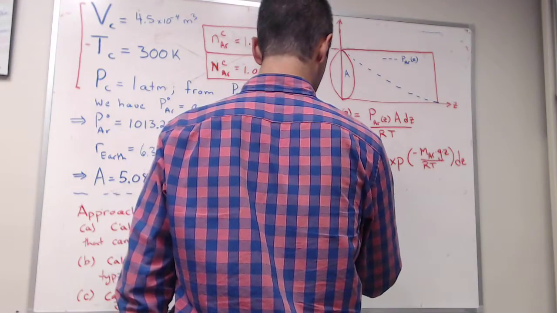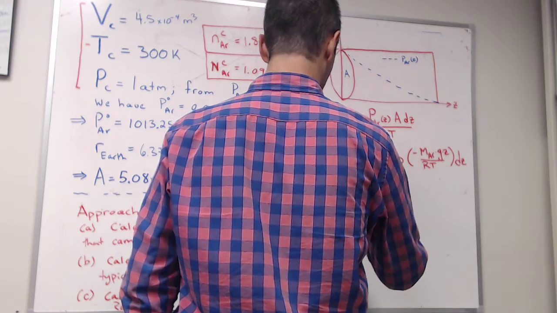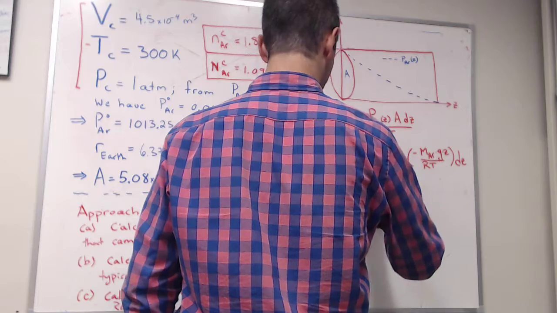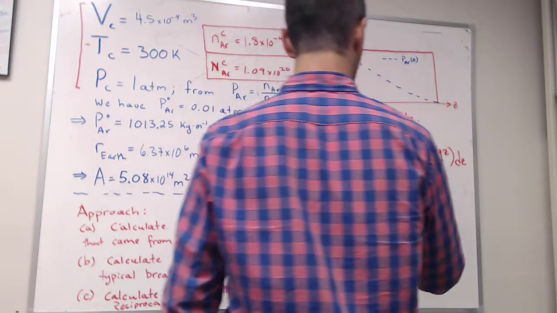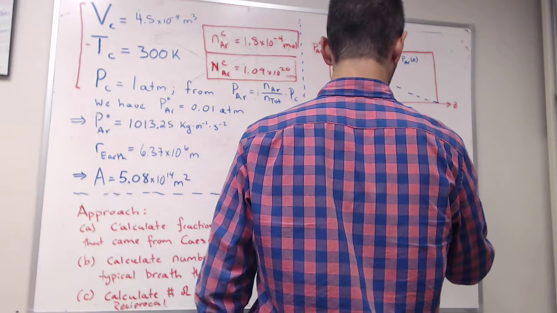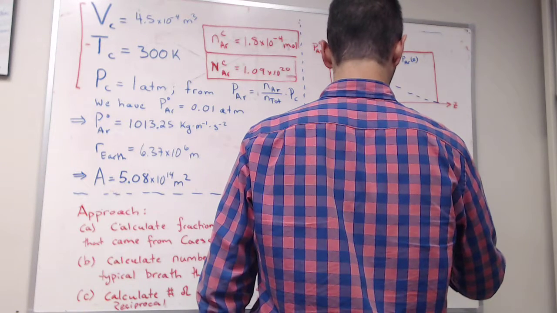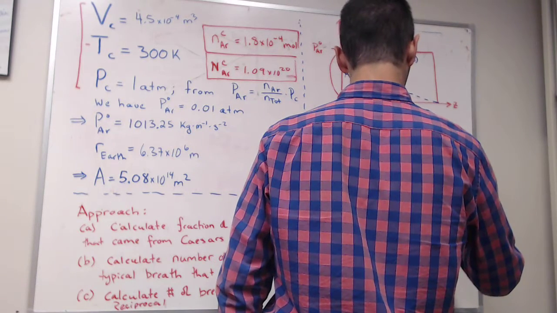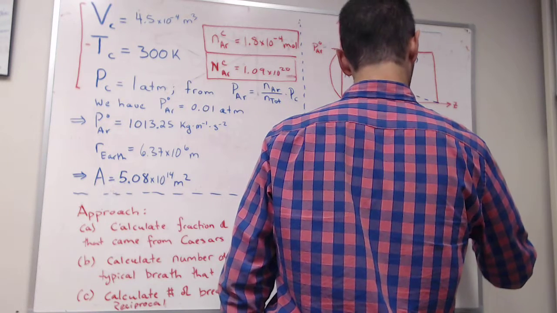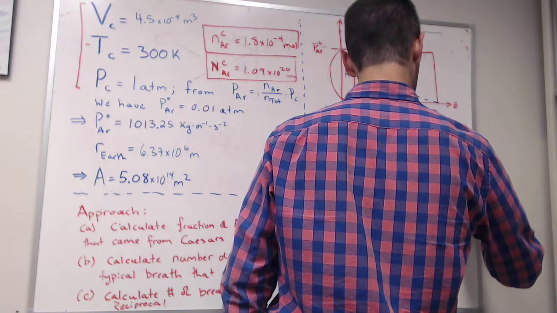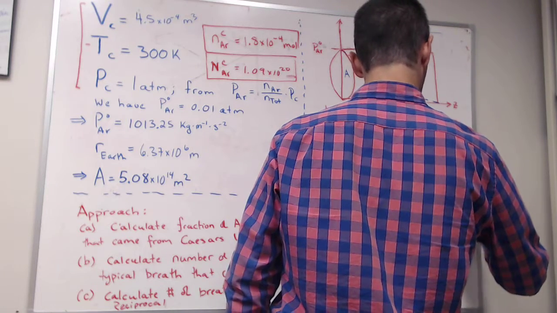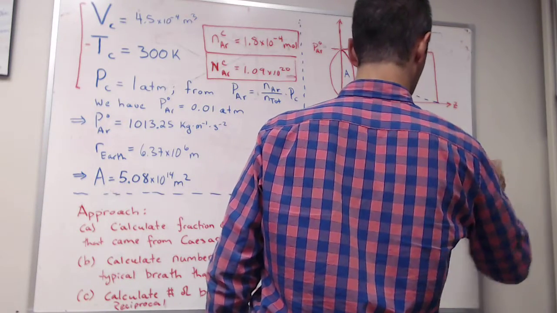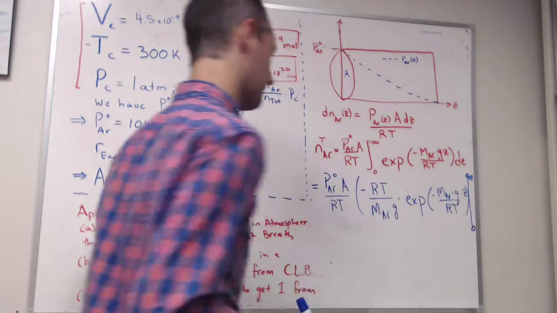But what it works out to be, I'm going to write our constants again: P argon 0 A over RT, times the integral, which will work out to be negative RT over M of argon times g, times exponential of negative M argon times g times z over RT. And then this is a definite integral. I need to evaluate it at z equals infinity and z equals 0.